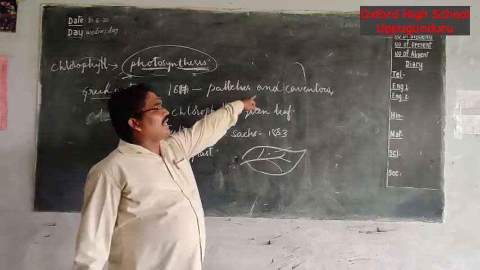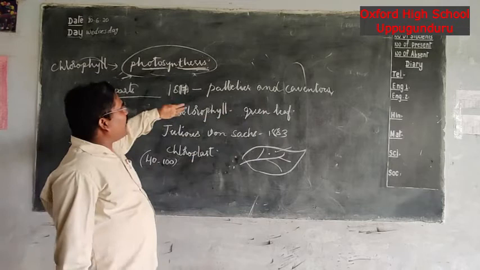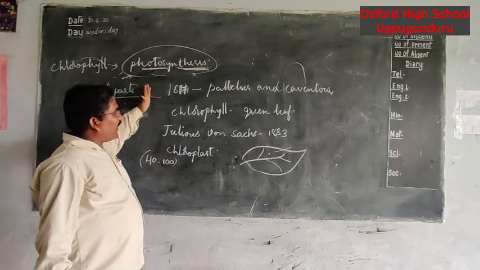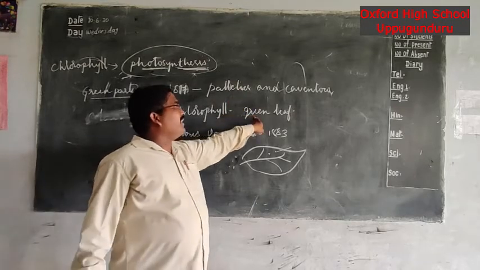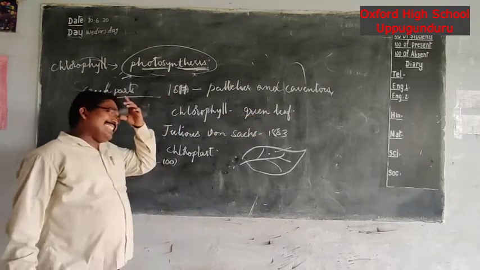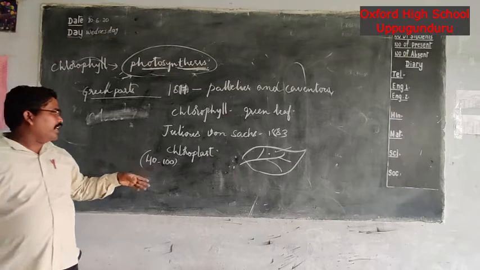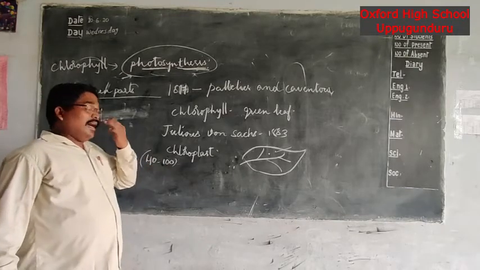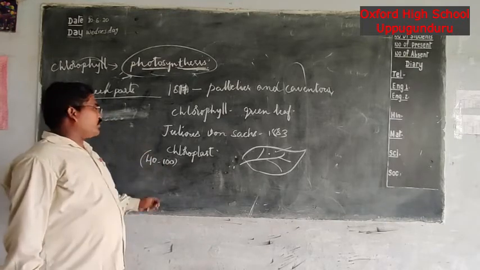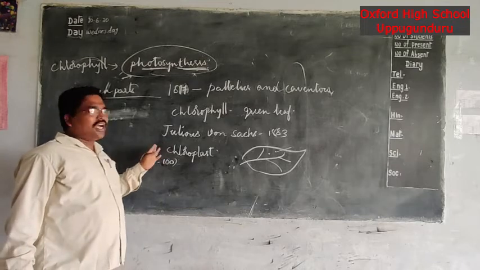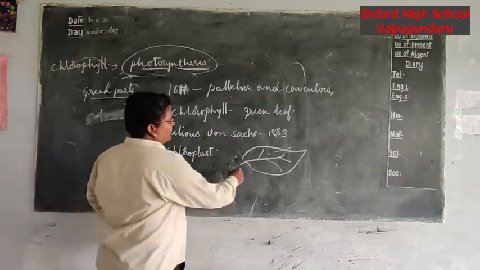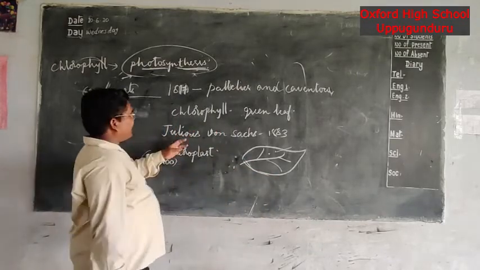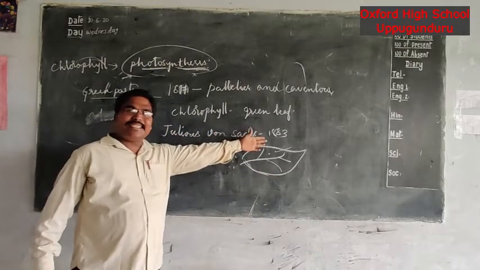In 1817, Pelletier and Caventou extracted and isolated the green colored part and named it chlorophyll, but the meaning is green leaf. The exact location of the chlorophyll and the site of photosynthesis, where does photosynthesis take place, no one knew about it on those days. So it was discovered by Julius von Sachs in the year 1883.